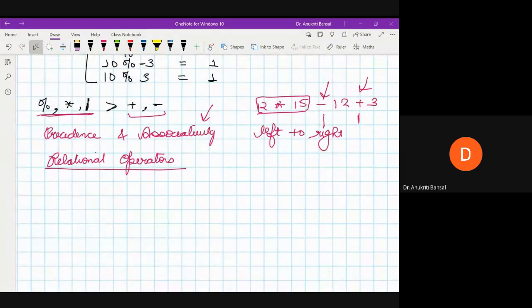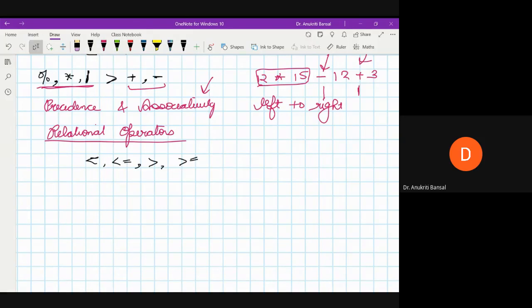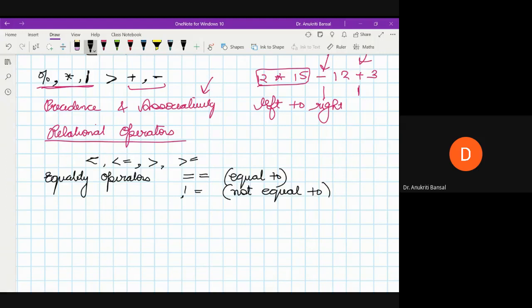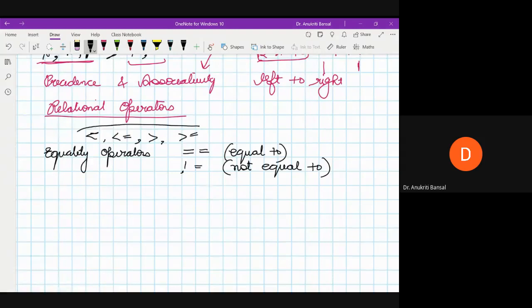So relational operators, we have 4 relational operators: less than, less than or equal to, greater than, greater than or equal to. We have 2 operators which are closely associated with relational operators. They are called equality operators, which are equal to and not equal to. Now the precedence: all these 4 operators have the same precedence, but arithmetic operators have higher precedence and relational operators have lower precedence. And then come the equality operators. So this is the order of precedence.